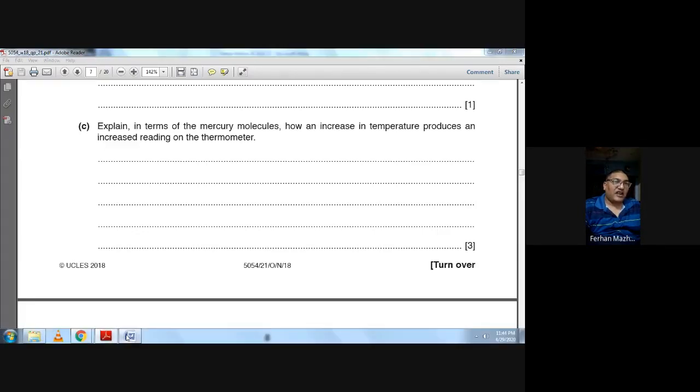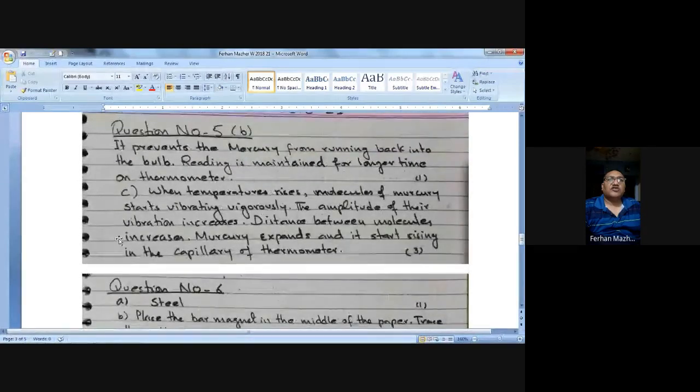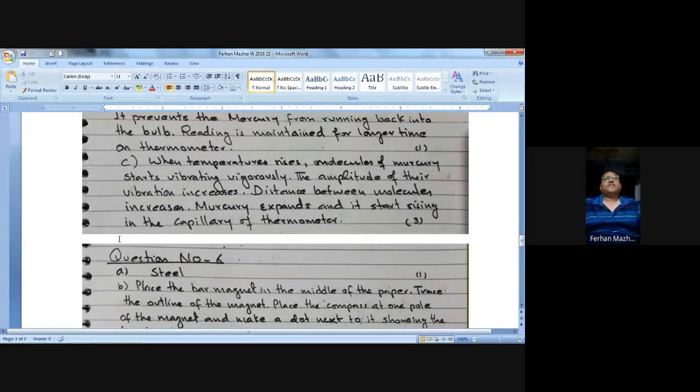I have written its answer also. Let me read that answer for you. So the question number 5C part is on your screen. When temperature rises, molecules of mercury start vibrating vigorously. The amplitude of their vibration increases. Distance between molecules increases. Mercury expands and it starts rising in the capillary of thermometer. It's a 3-mark question. I hope you have understood the concept.